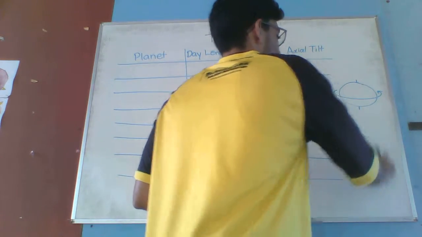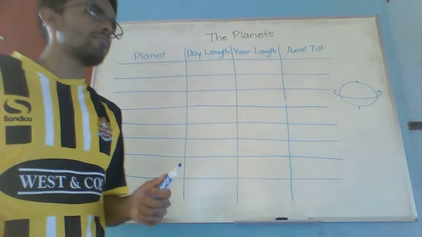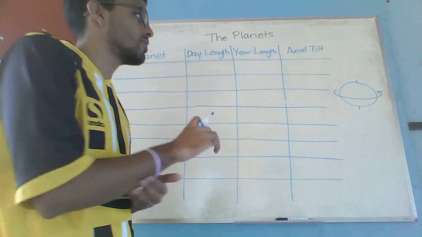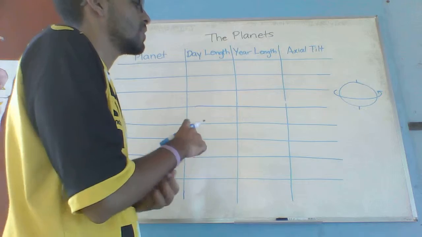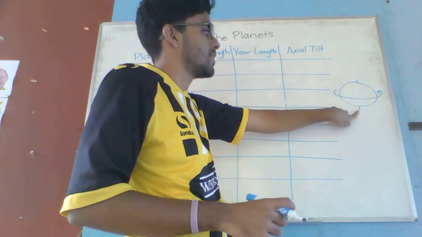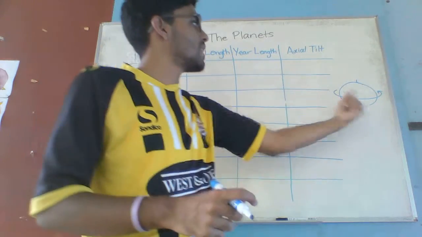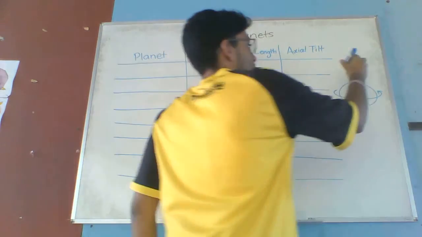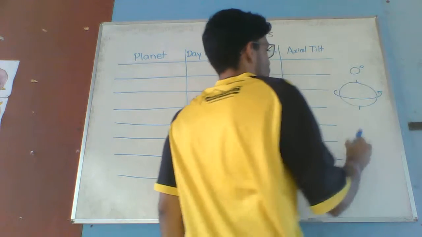And axial tilt is a little bit weird. Well, it's the tilt of the axis of the planet. So I'm going to just draw a diagram to explain what that means. Now, this right here would be like the North Pole, and this down here, the South Pole. So if it's rotating like that, and the North Pole and South Pole are straight up and down, this would be a 0-degree axial tilt.